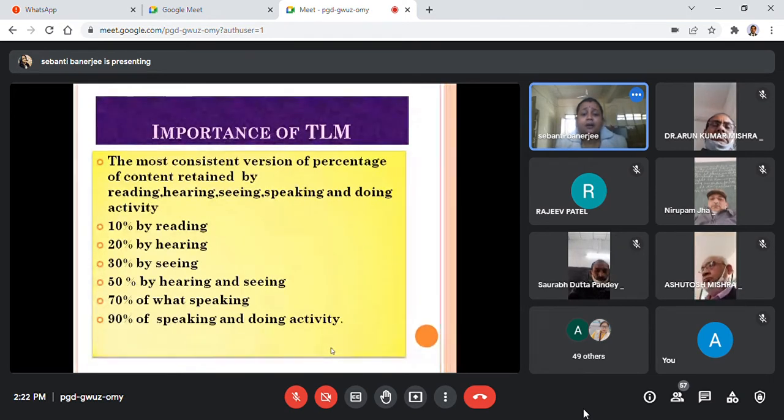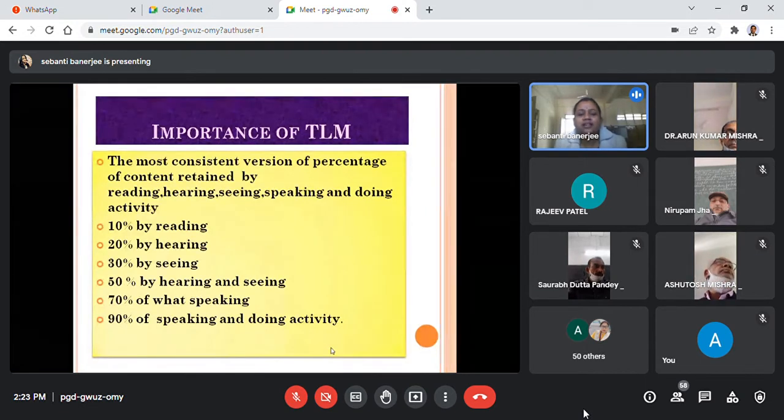For that we have in this slide a study made by Yale University, which depicts the most consistent version of percentage of content retained by reading, hearing, speaking, seeing and doing things. How much percentage of a lesson can be retained by the learners by only reading? It is only 10%. If a fresh piece is given to a student to read one time, the student will be able to retain only 10% of it.